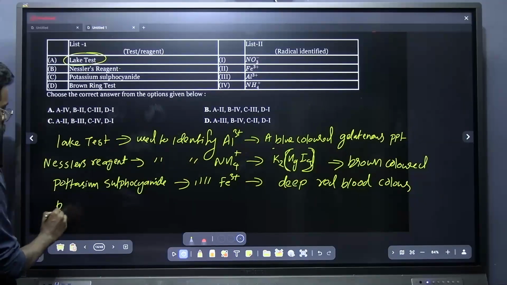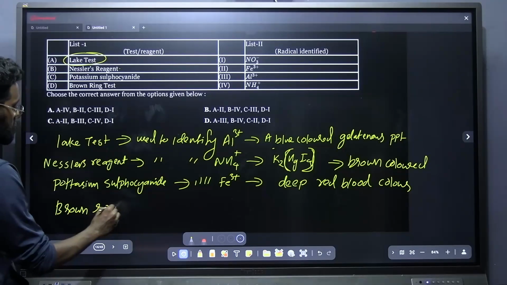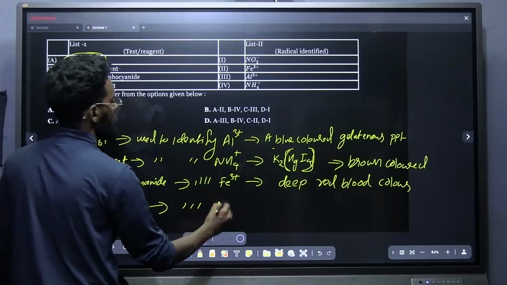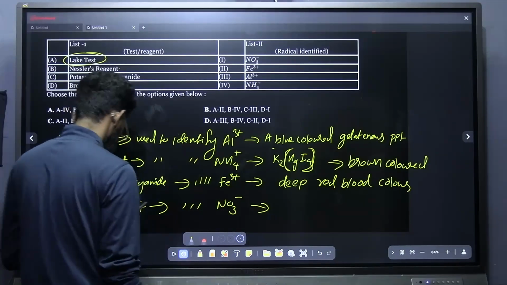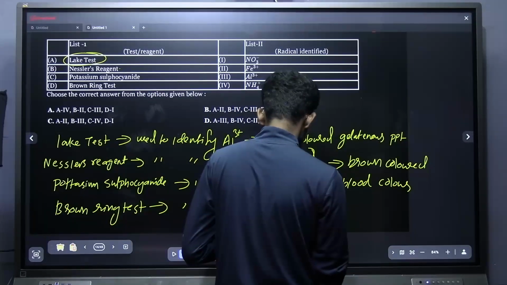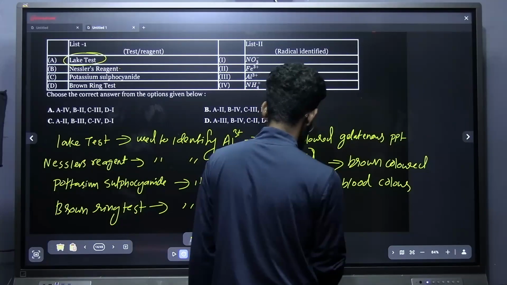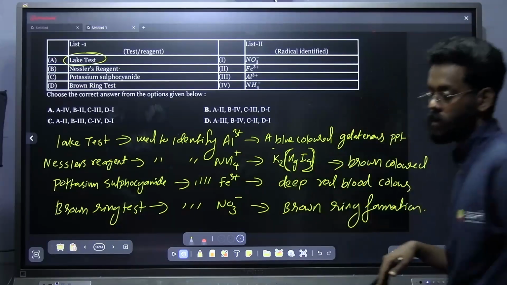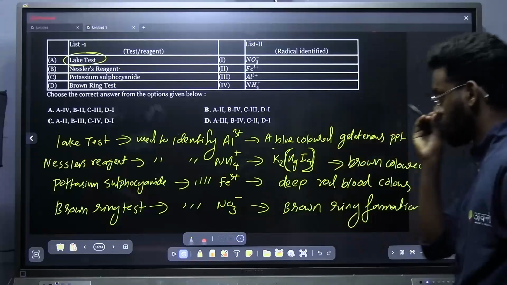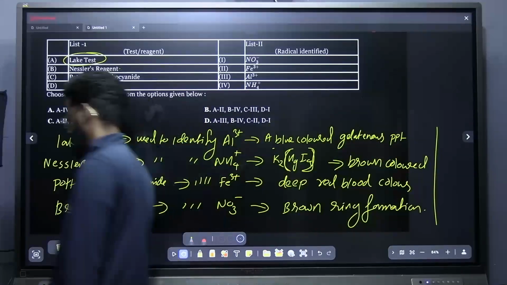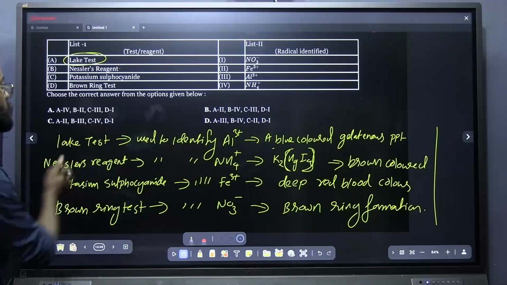Now the last one, brown ring test. The brown ring test is used for the detection of which ion? NO3 minus. Okay, and in this case we can see there will be a brown ring formation. Brown ring formation will be happening in the case of the brown ring test. Okay, so these are the other important additional information about this question.